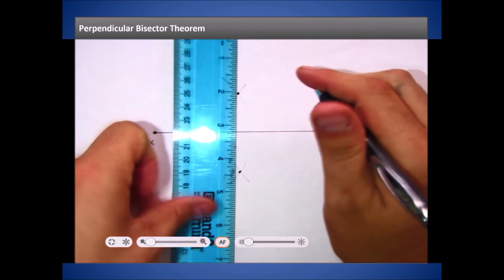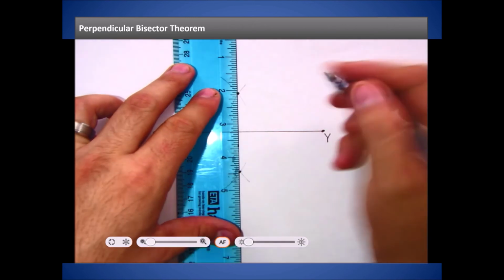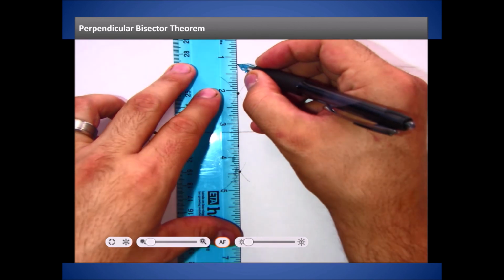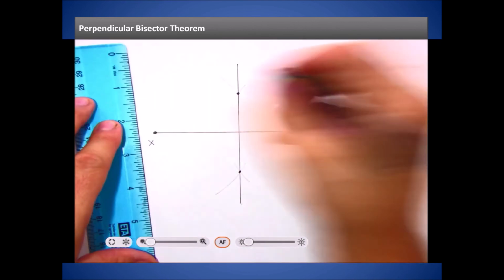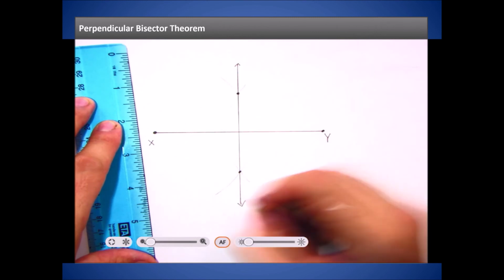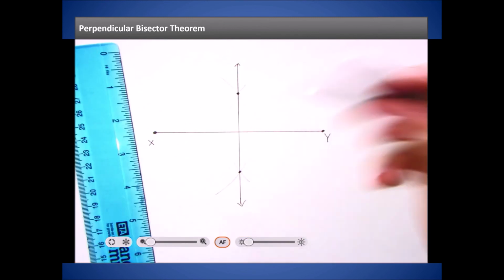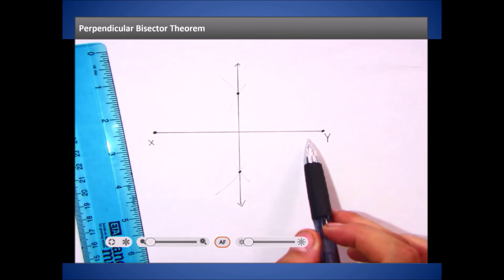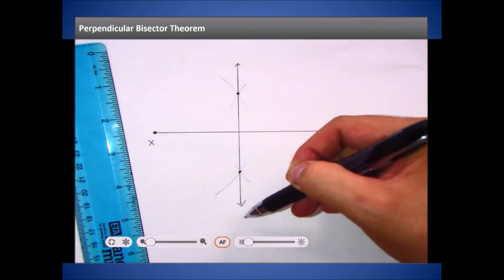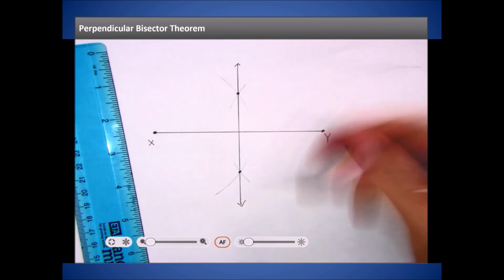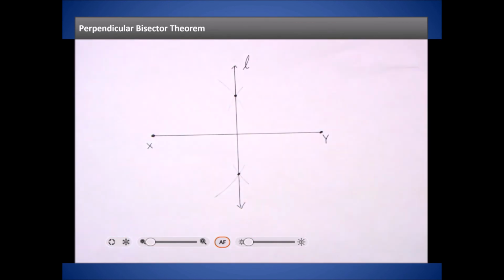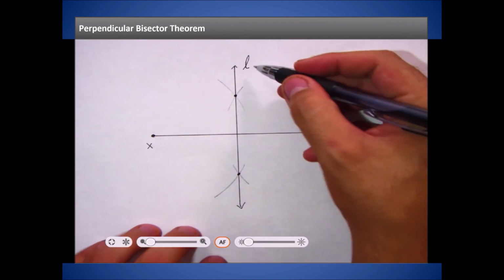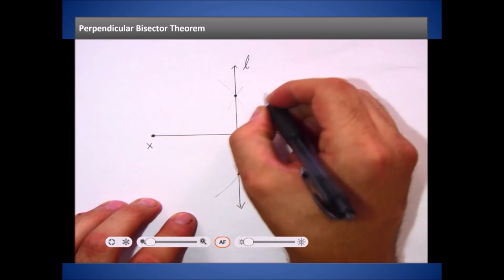Next, we connect the two points in a straight line. So we have here a line. We had line segment XY, but this is a line because it extends forever in both directions. We'll call this line L. This line L is what we refer to as a perpendicular bisector.